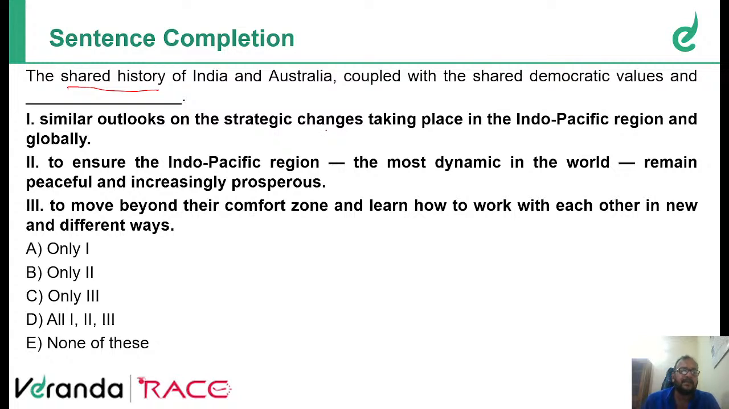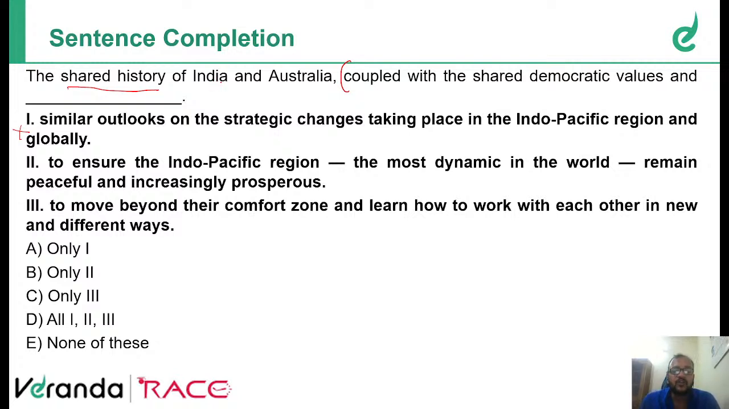Does it make a complete sense? Okay, let us check the second one. Values, and to ensure the Indo-Pacific region remain peaceful and increasingly prosperous. This makes sense. One does not make complete sense, you see, because when it says the shared history of India and Australia, let us forget whatever is written over here. Remain peaceful and increasingly prosperous. That makes complete sense.